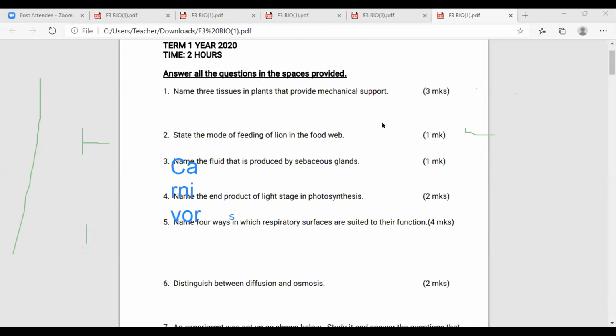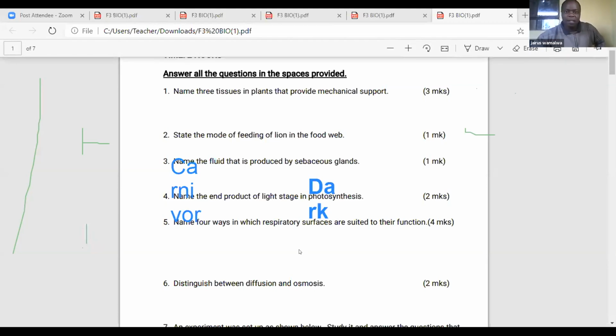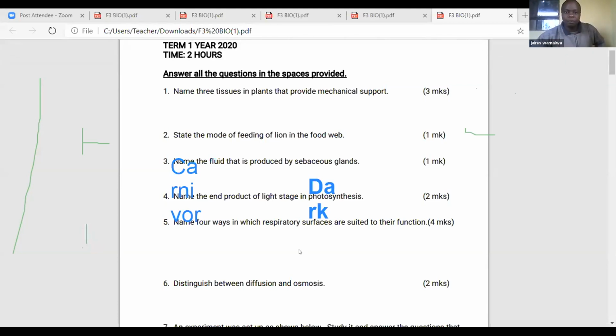Name the end product of light stage in photosynthesis. We know that photosynthesis normally takes place in two phases. We have the light stage where water is split, and the dark stage where there is formation of the real products of photosynthesis. Maybe someone will tell us what happens during the light stage of photosynthesis first. Somebody? Before we look at the product, what happens during the light stage?